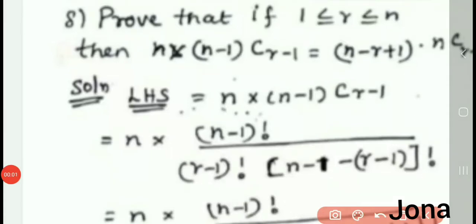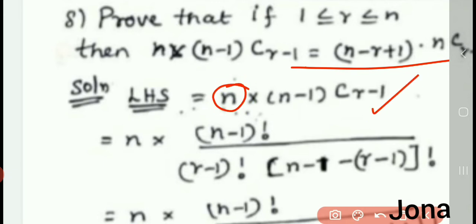Eighth problem. Prove that if 1 ≤ r ≤ n, then n times nC(r-1) equals (n - r + 1) times nCr. Now I want to take the left hand side, n into n minus 1 C r minus 1. Okay, keep this n as it is here.